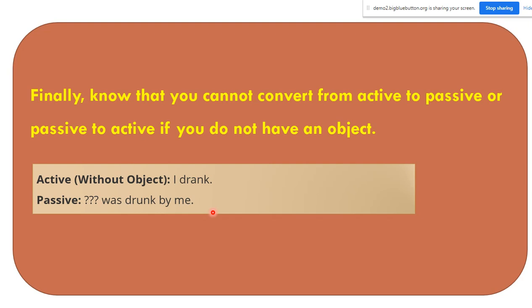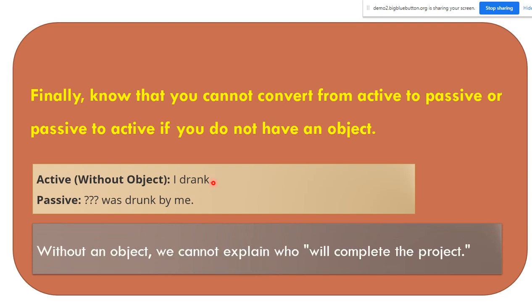So if I want to start an active sentence, which subject should I start with? I don't have one, so I can't convert this kind of sentence. Both cases are the same. If I have an active sentence that doesn't have an object, I can't convert it into passive, and if I have a passive sentence without a doer, I can't turn it into active. Without an object, we cannot explain who will complete the task itself.